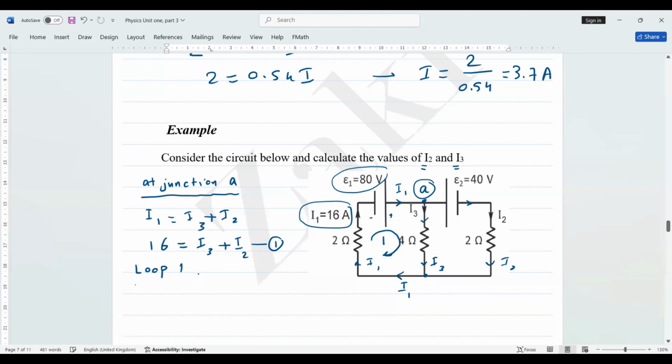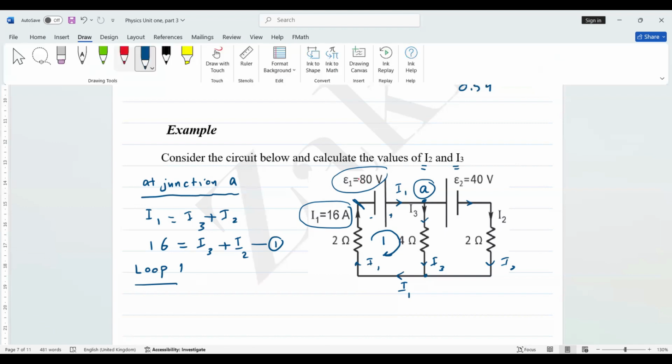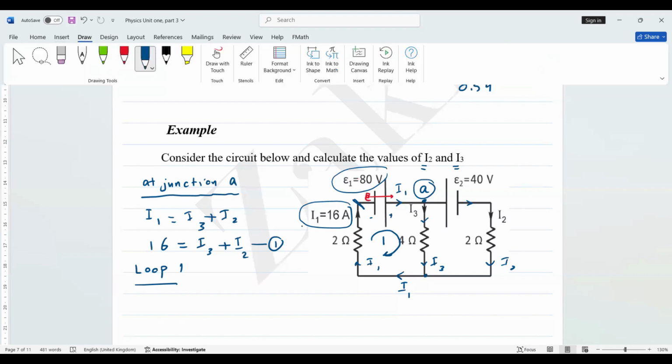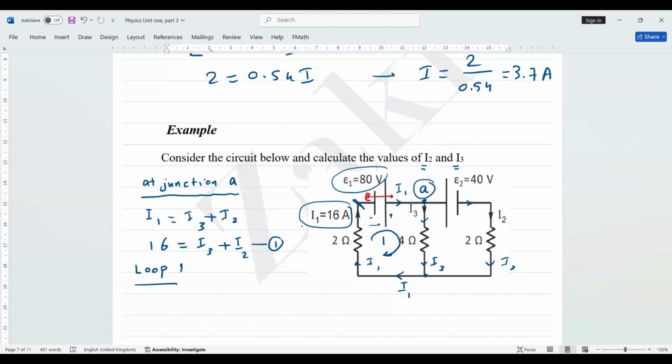Loop 1. Now start at this point, but we have to put the direction of electron flow. This is the direction of electron flow. Then we go through loop 1. First, here, the current in the loop is in the same direction as the electron flow, so the EMF is positive. So it's 80 volt, positive.